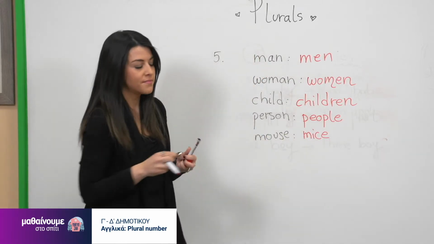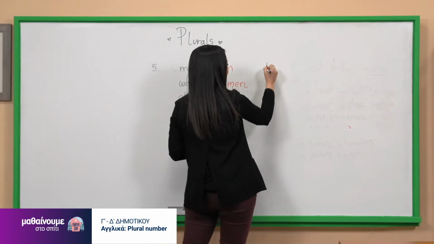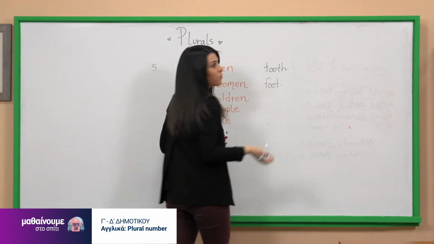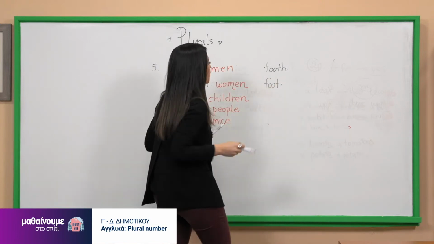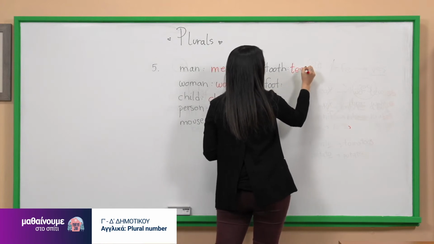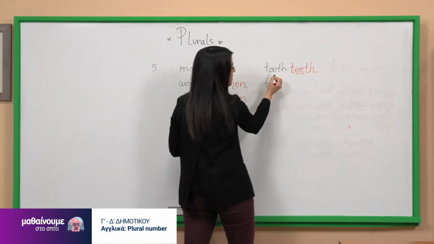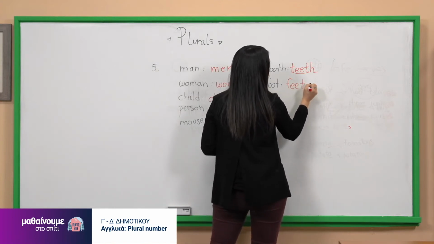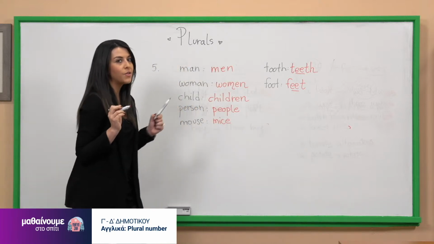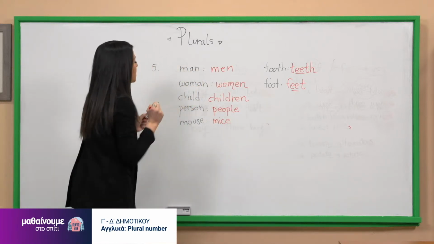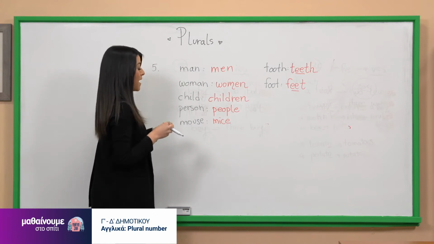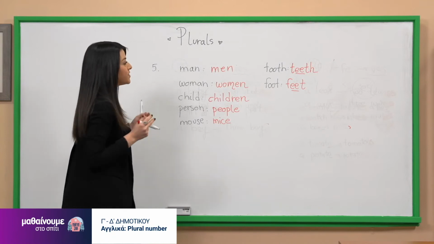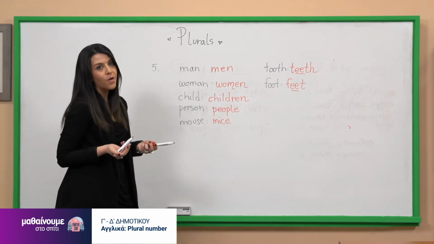So, first category. Second one, tooth and foot. Okay? So, tooth becomes teeth. Double E. You take the double O and you make it into a double E. And the same goes for foot. It becomes feet. So, okay, you see these? We have man, woman, child, person, and mouse. And then we have tooth and foot. Okay? So, these are very important so that you can remember how we can change them.